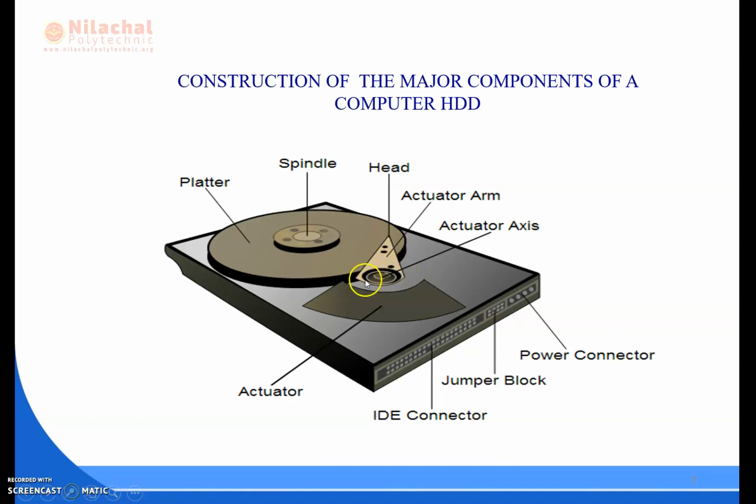Next we have one actuator arm. Here you can see it is an actuator arm connected to an actuator axis. This actuator arm with the actuator axis has a magnetic head on the tip of the arm. So this tip helps to read and write the data on the platter. We have an actuator here, which holds the actuator axis and the arm. Besides that, we have an integrated connector, the IDE connector. Next we have the jumper block and the power connector.